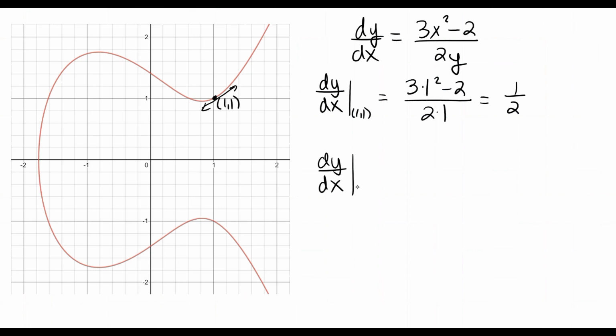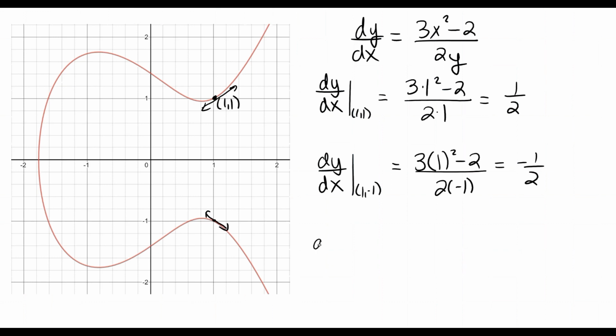At the point (1, -1), the derivative is 3 times 1 squared minus 2 divided by 2 times minus 1, which equals minus 1/2. Notice this matches with the sketch of our graph. At (1, 1), the tangent line is pointed upwards, and at (1, -1), the tangent line is pointed downwards.